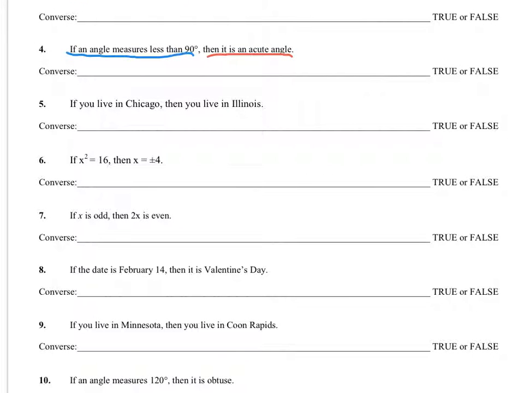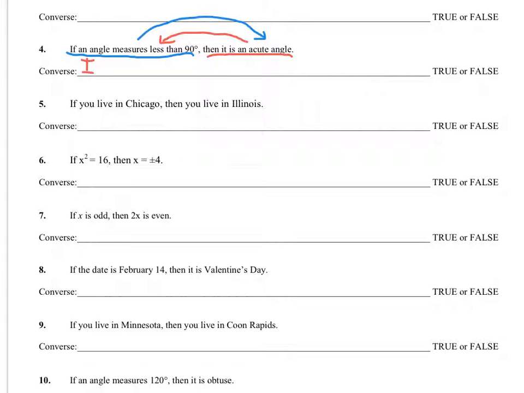Now the converse of our original statement, we want to flip the hypothesis and the conclusion. So we want to write the red piece first, starting with an if, and we want to write the blue piece second, starting with a then. So that would look like this.